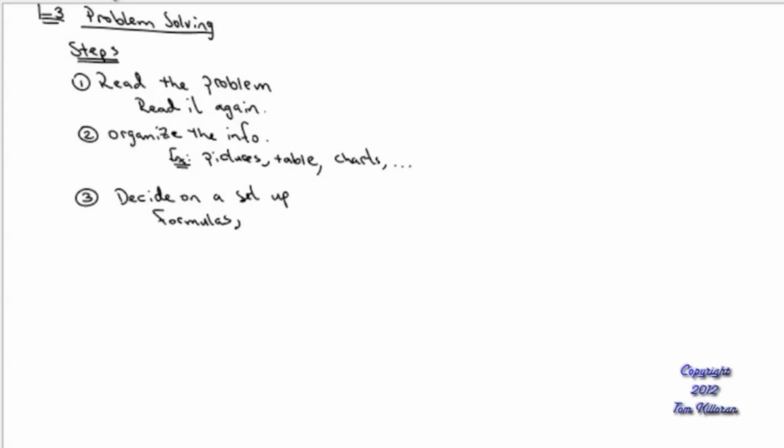You could figure out some operations. Are you going to add? Are you going to subtract? Are you going to multiply? Are you going to divide? Are you going to do a combination of these things to figure out the problem?